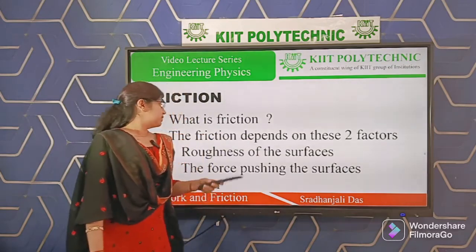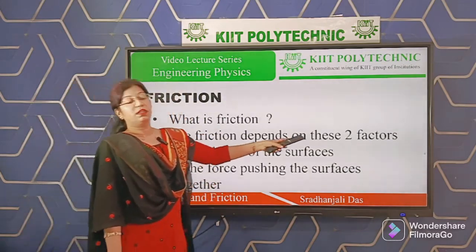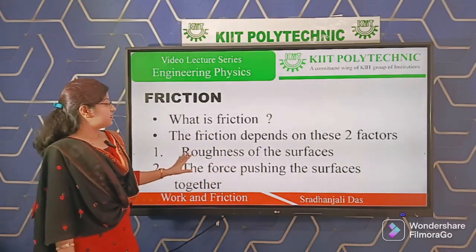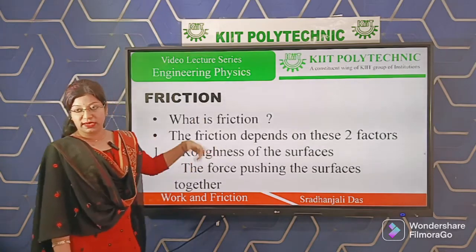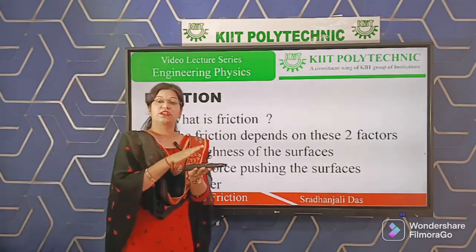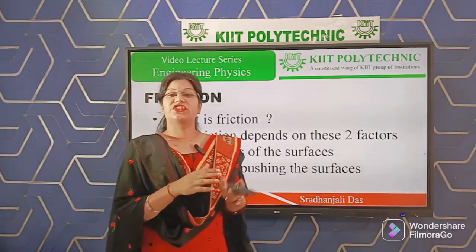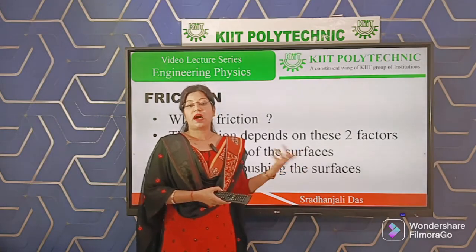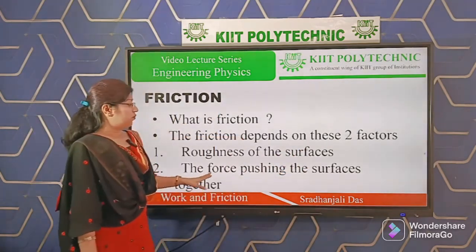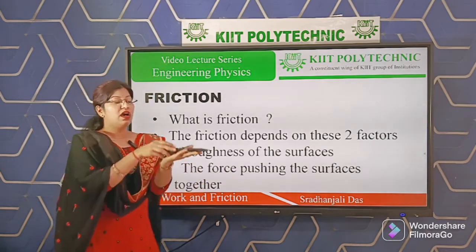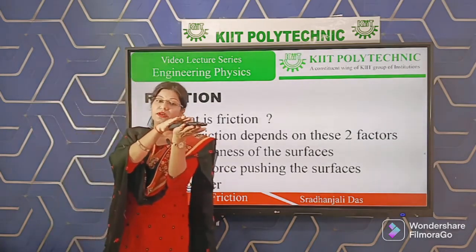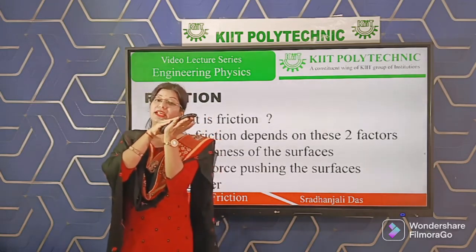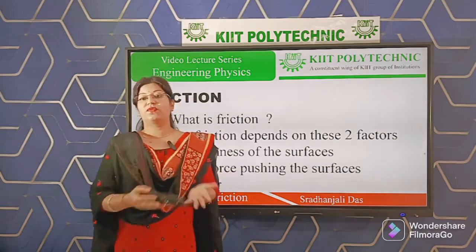There are two factors on which friction depends. What are the factors? The roughness of the surface, which I already discussed. If the two surfaces are smooth, then the force of friction is less, and if there is roughness in the surfaces, then the force of friction is high. Another factor is the force pushing the surfaces together. Here I am applying some force, and the force of friction is less, but when I apply the force in a very high manner, the force of friction is very high.